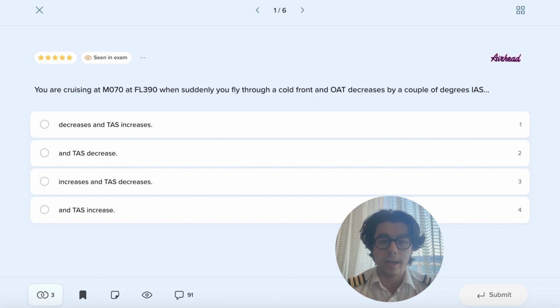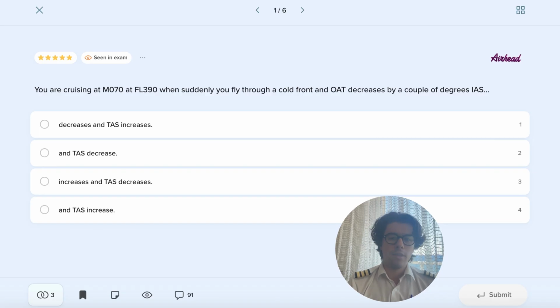Instruments, and more specifically air data measurements. So please tune in, and I hope this will be a valuable lesson to revise this particular topic and see what is new across all EASA authorities. So let's jump into the first question.